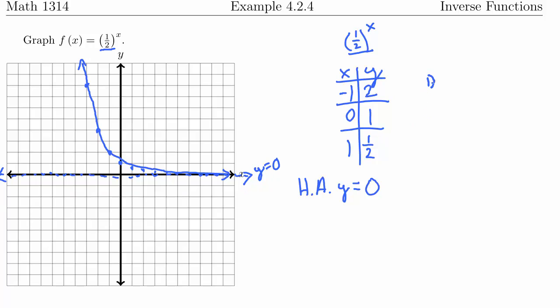Now notice that your domain here is going to be -infinity to infinity, just like always, and your range is also here 0 to infinity. It doesn't matter that this is a decreasing function. It's still 0 to infinity.